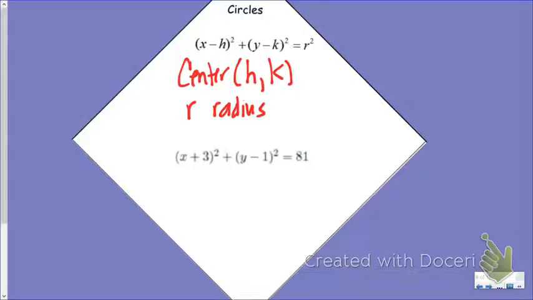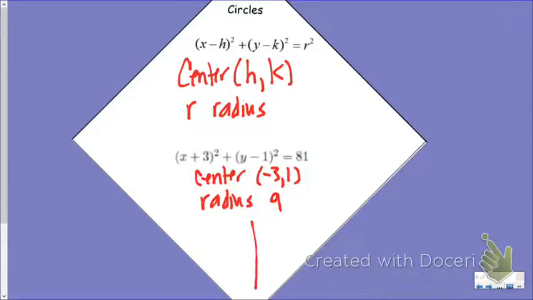Let's look at an example here. This is already written in standard form, so I need to find my center first. That center is negative 3, 1. Then I'm going to find the radius. If r squared is 81, then the radius is 9. Then I'm going to go ahead and draw a graph here. The first thing I'm going to do is plot my center.